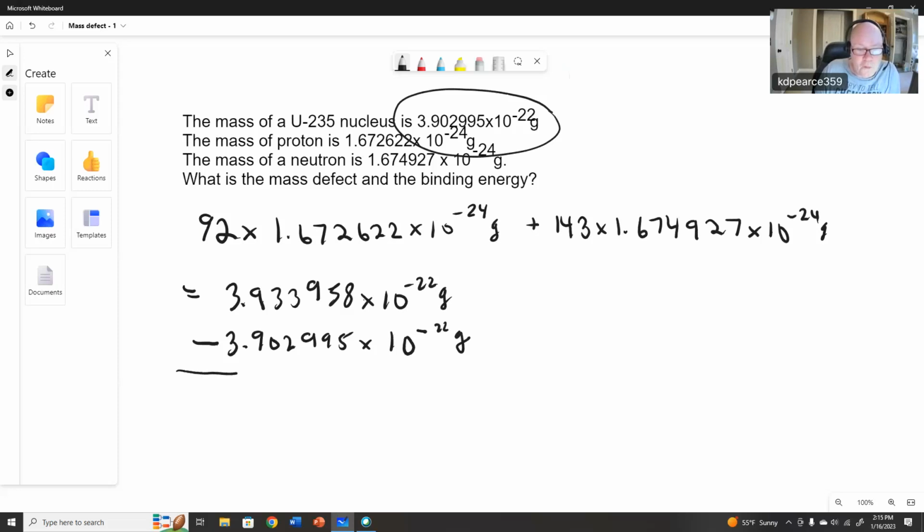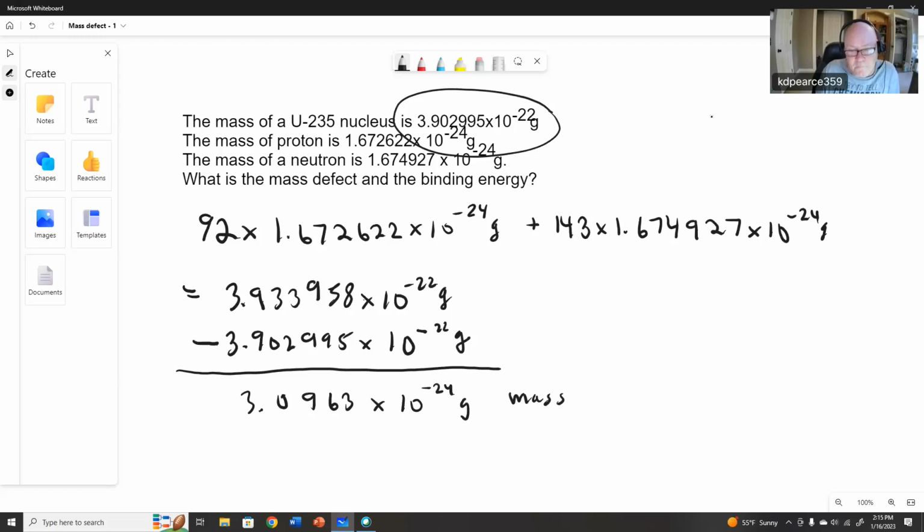We subtract, and we get a mass defect of 3.0963 times 10 to the minus 24th grams. That's my mass defect. It is the difference between what we calculated versus what we measured.